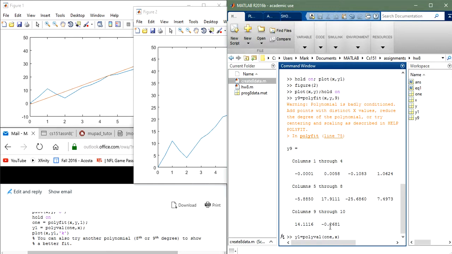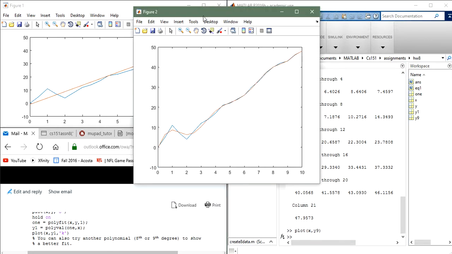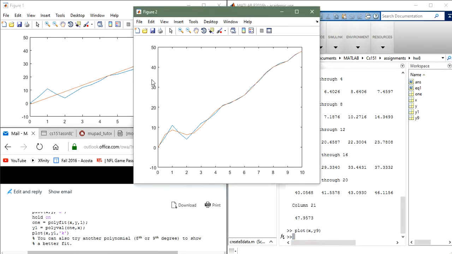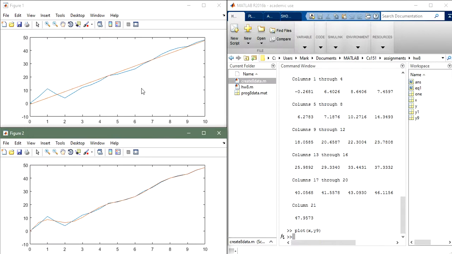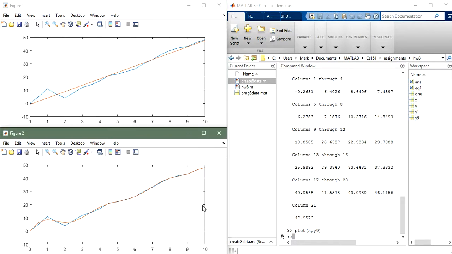Whoa, I just did polyfit. What am I doing? Oh yeah, sorry guys. Now I'll just reassign it to y9 right now. Why not? Plot x comma y9. You'll see that better suits us. What am I doing? Nope, let's share. Okay. So this was the first one that we did. That was a straight line. Second one that we did. It looks pretty good.